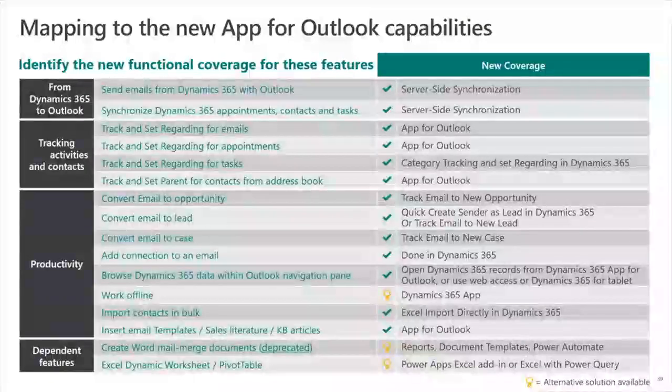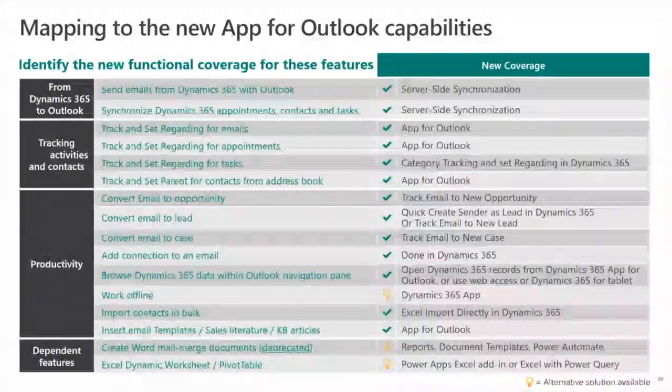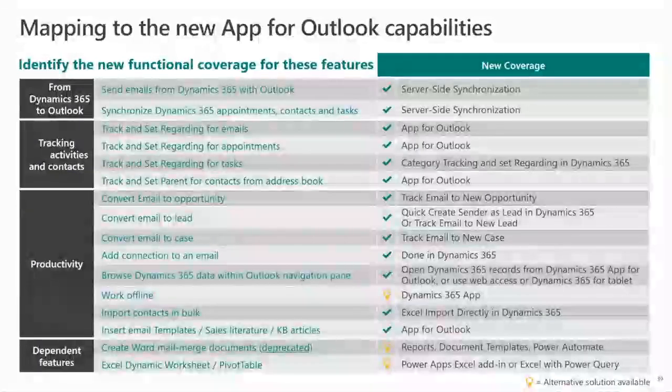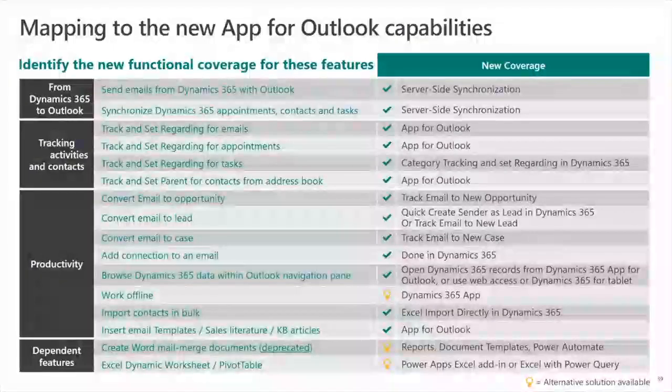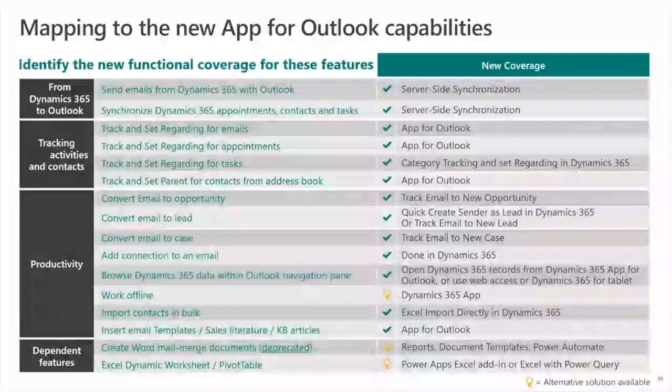You can add a connection to an email. For that, this is done in Dynamics 365. It's no longer something that you can do directly from the app for Outlook. But here I'm talking really about the concept of connections, so the ability to link records with a connection record in Dynamics 365, but that was really not the primary use case of the add-in, so I don't think it's going to impact many, if any, customers at all.